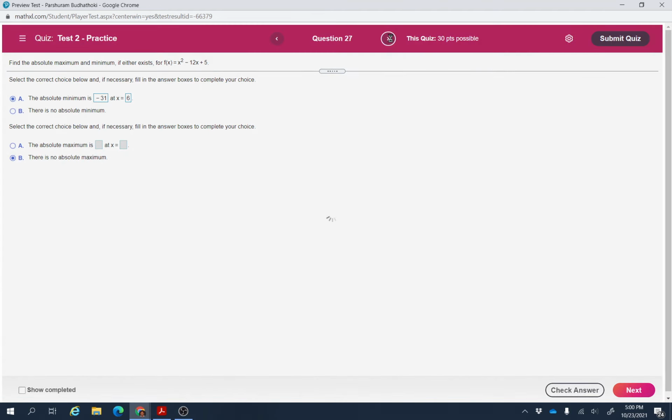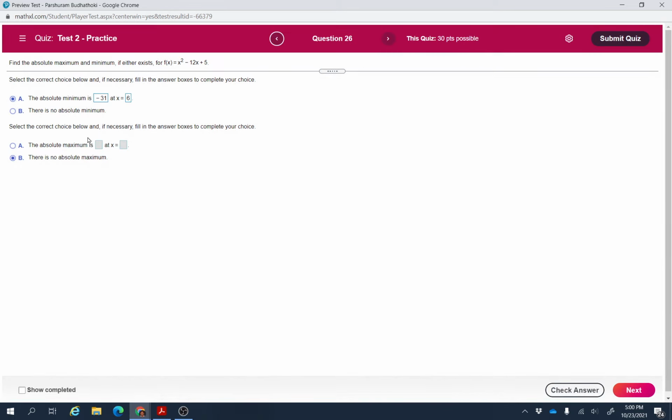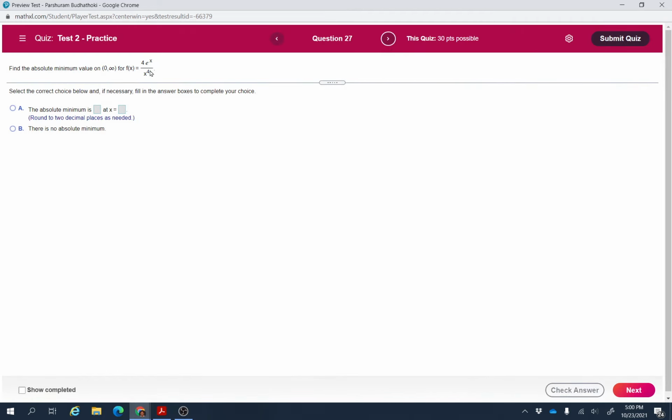Right, let's go to the next problem. Find the absolute minimum value. You can do this in a very similar way, like we did the previous problem. Instead of a polynomial function, now you have another kind of function, but don't worry. Find the first derivative by using the quotient rule. Find the second derivative by using the quotient rule. Find the critical numbers by equating the first derivative to 0 and solving for x, and plug those critical numbers into the second derivative, and that will tell you whether you have the absolute minimum or absolute maximum value or not. Okay, I'm going to leave this one for you.